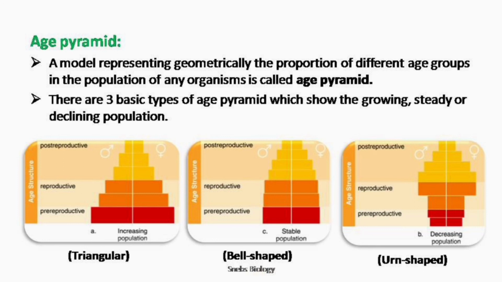The third one, if the pre-reproductive is a number and reproductive is much more than this, and the post-reproductive are also more than reproductive, that means the number of pre-reproductive is least, and this less number would come into the category of reproductive. So when fewer individuals are in the reproductive bracket, they would produce fewer offsprings, so the population is going to decline. So such a population is called declining population. And here we take the example of country Japan, and the shape of the pyramid is urn shape.